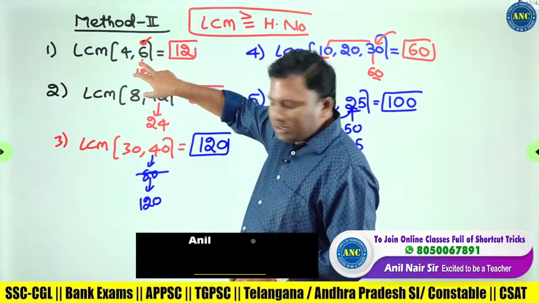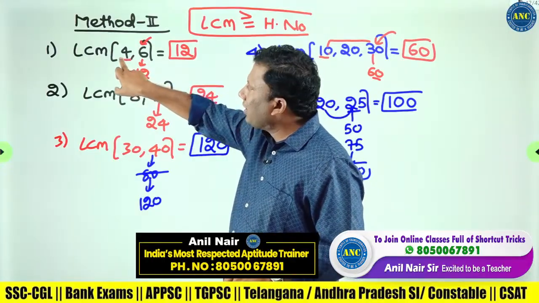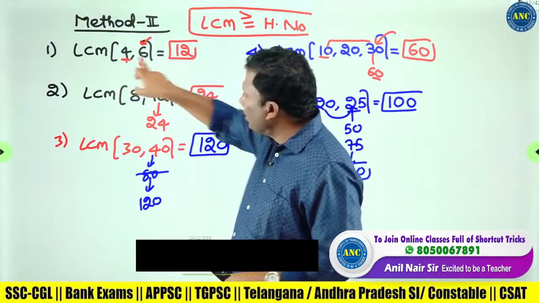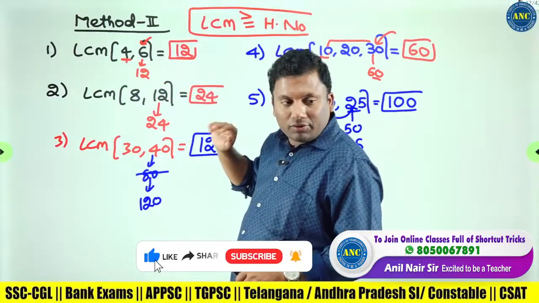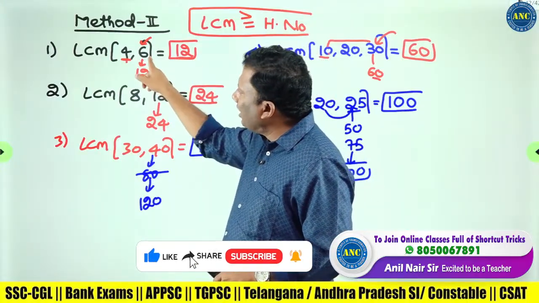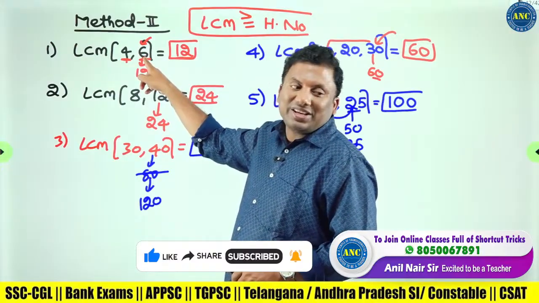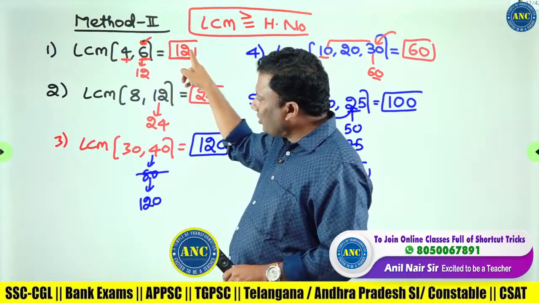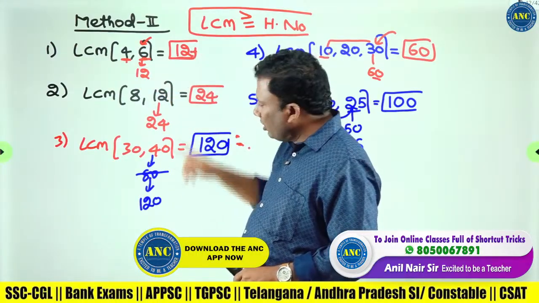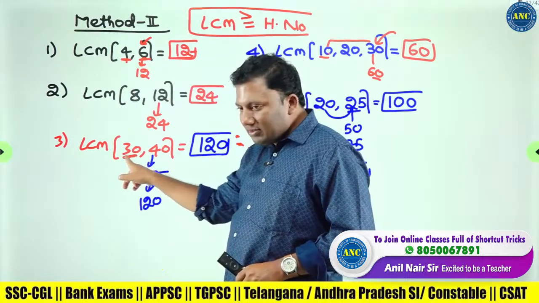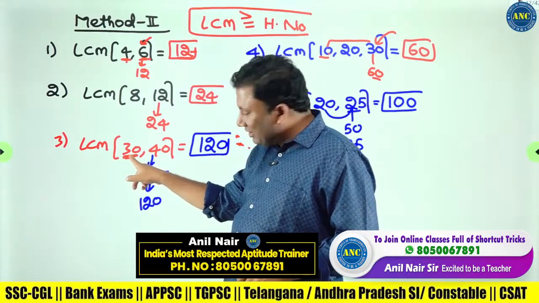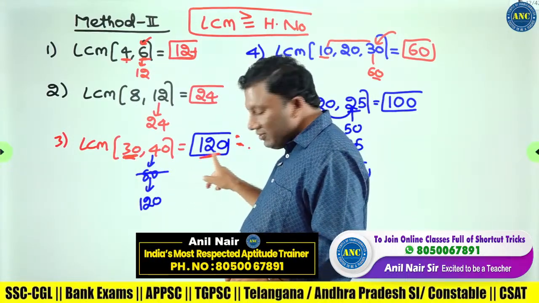LCM of 4, 6. Input one number, it is divisible by 4. Answer is also divisible by 4. Another way to look at it. Input one number, it is divisible by 3. 6 is 2 into 3. Answer also it is divisible by 3. Input one number, it is divisible by 3. Answer also it is divisible by 3.